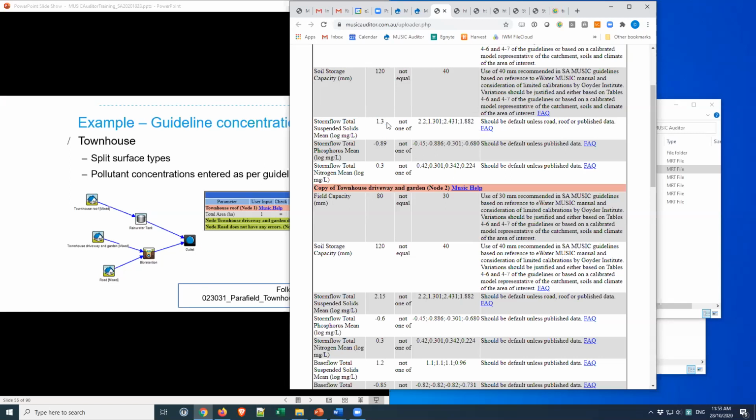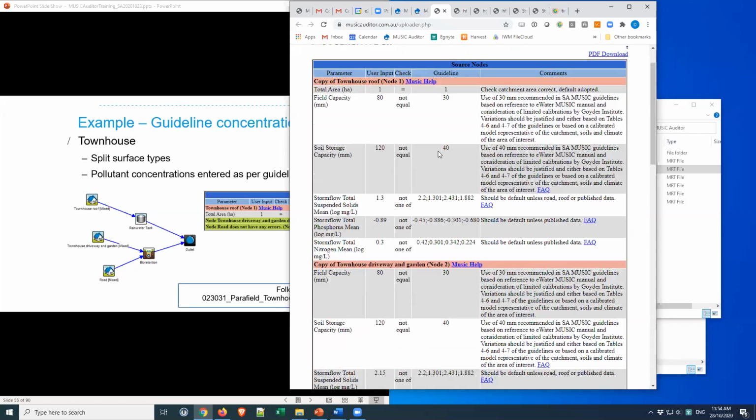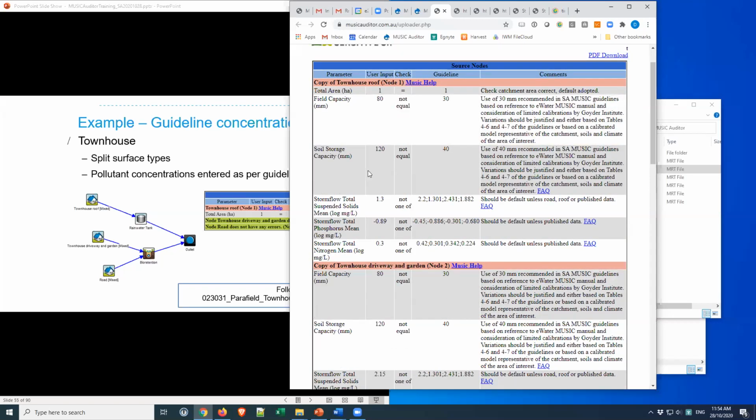This particular case, yeah, someone has used one of the other MUSIC settings, and it doesn't match with your guidelines. These are actually values that have been taken from New South Wales in this particular case. So, as I mentioned before, these are often all or nothing. So if it fails one, it'll fail all of them. So don't worry that you get a fair bit of text here.